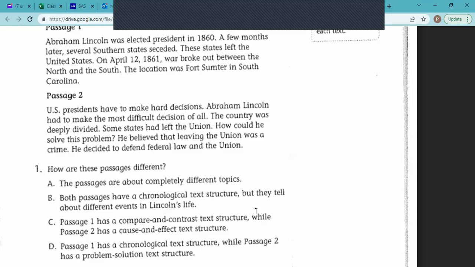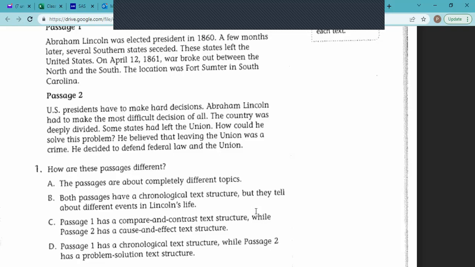Let's see. C, passage 2 has a cause and effect text structure. It does not. For passage 2, it's more of a problem and solution. Abraham Lincoln knows that there is a problem with the Union and the states wanting to break apart. So his solution is to defend federal law and defend the Union. So that is a problem and solution.